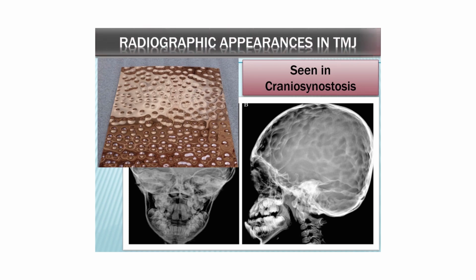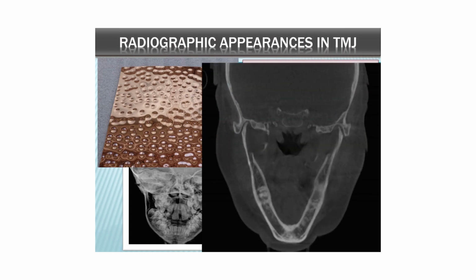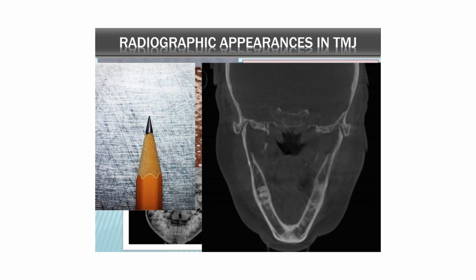Degenerative joint diseases lead to alteration in the morphology of condyle. Progressive erosion over the condylar head can lead to small pointed condyle in a large fossa, giving a sharpened pencil appearance. This is seen in rheumatoid arthritis.